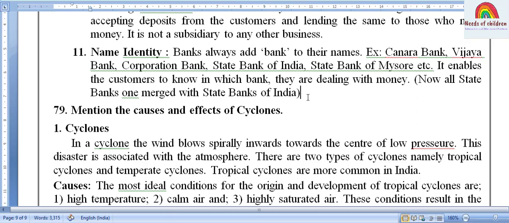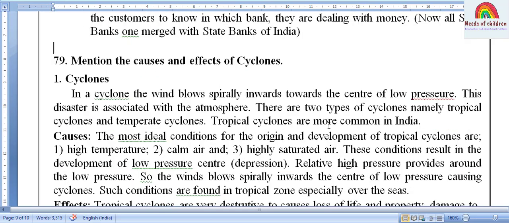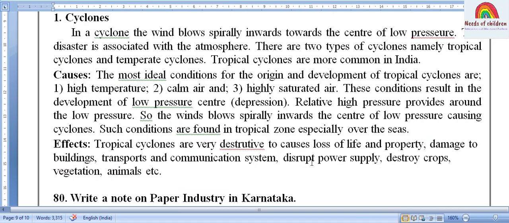So let's move on to the next question, question number 79. Mention the causes and the effects of cyclones. Dear friends, this is the question from the 10th standard Geography part, Indian Natural Disasters. So this is the lesson. Okay, let's come to the causes and effects of the cyclones.